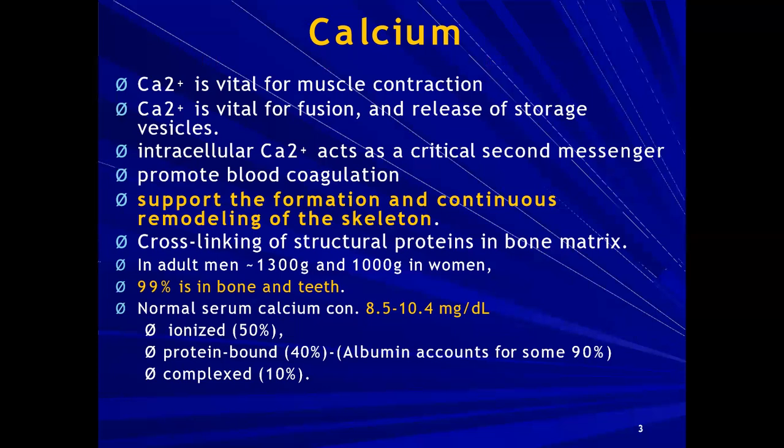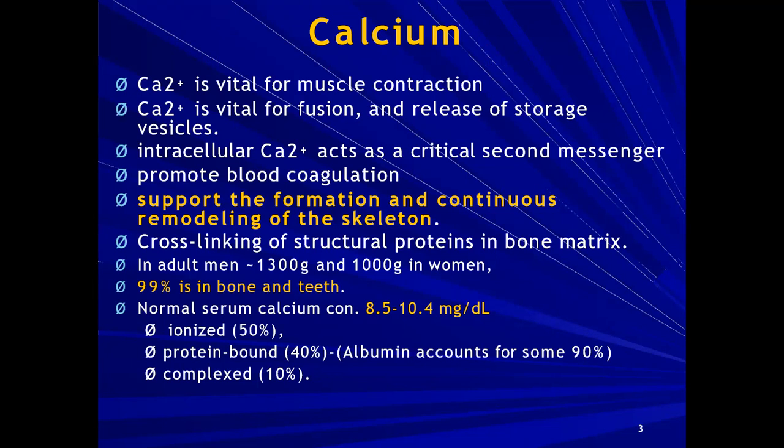In adult men, 1,300 milligrams, and in women, 1,000 milligrams is the amount of calcium needed daily. So 99% of our teeth and bone is made up of calcium. So when you check the serum concentration in the body, the normal calcium concentration is 8.5 to 10.4 milligrams per deciliter.